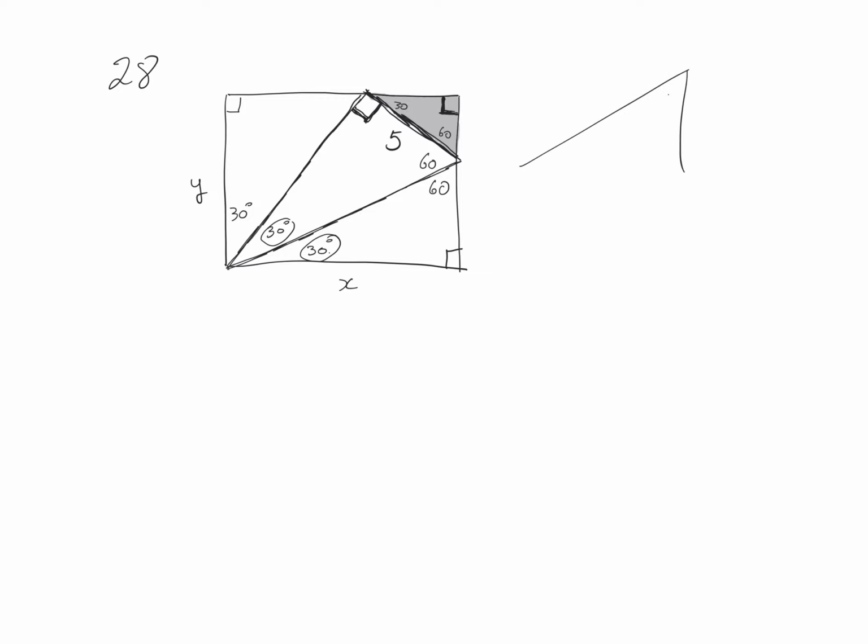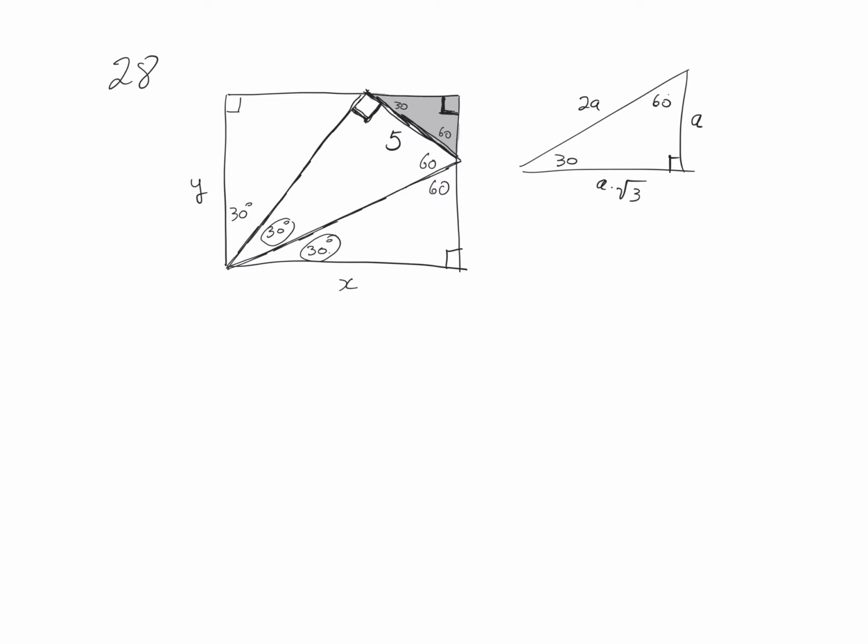And when you have a 30, 60, 90 triangle, if this side is length A, this side is length 2A, this side is length A times root 3. That means if you jump from this side to that side, you multiply by root 3. But if you jump from this side back to this side, you divide by root 3. If you jump from this side to this side, you multiply by 2. If you jump from this side back to this side, you divide by 2.